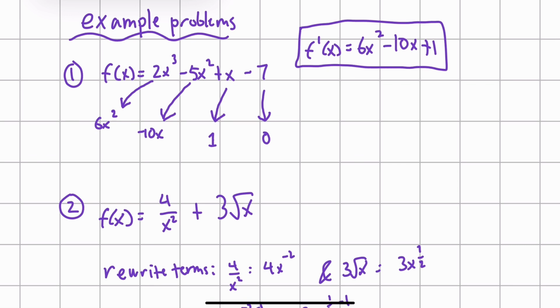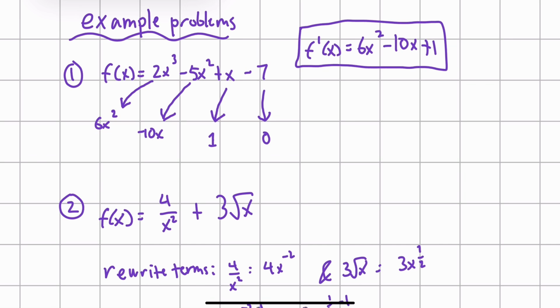f of x equals 2x cubed minus 5x squared plus x minus 7. What we first want to do is differentiate each term separately, since we know that they are all subtracted or added from each other. Our first term, 2x cubed, using the power rule, when we bring down the 3 and subtract 1 from the exponent, we get 6x squared.